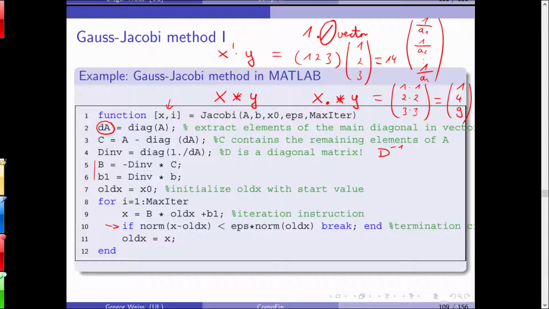And what does this mean in line 11? Old x equals x. We have to reinitialize the previous solution with the new solution. So we have x0, which is given here. Old x equals x0. We go through the iteration, we find x, and then old x is written over with x1. We start again in the for loop, we find a new x, which is x2, and so on. So we have to reinitialize the old x with the newest solution, and then we end.